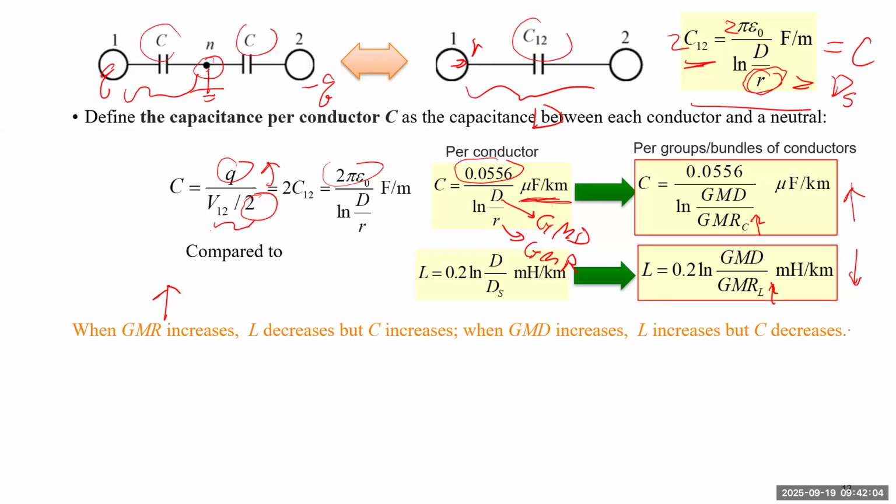If GMD increases, say if you build a bigger tower to make the spacing between the two phases longer, then L will increase and C will decrease.